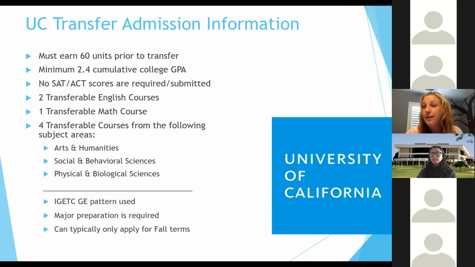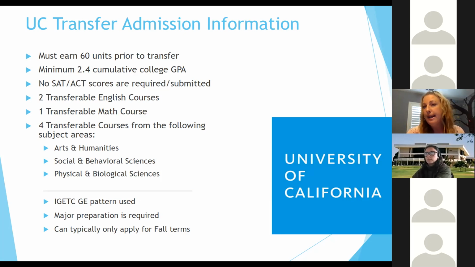And for your 60 units, ideally try to get as much of that general education done. We have a pattern, it's called IGETC. And then as much of that major prep. I'll give some resources about how to find out what those classes are and different things like that. The other thing to know is you can usually only apply for a fall term for the UCs. So that's a little bit different than the CSUs or private colleges.